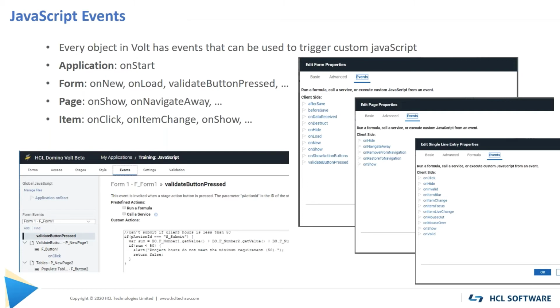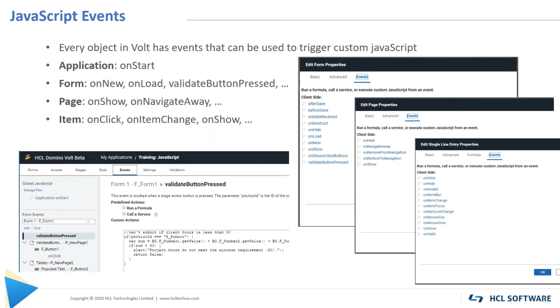So, JavaScript events. A lot of what we do inside of Volt is going to be based on reacting to a particular event. And everything inside of Volt, all of our objects have events. So at the highest level, we have the application on start. And all of these events trigger in a particular order. So we have the application on start that goes first. And then we've got our form events, things like on new.